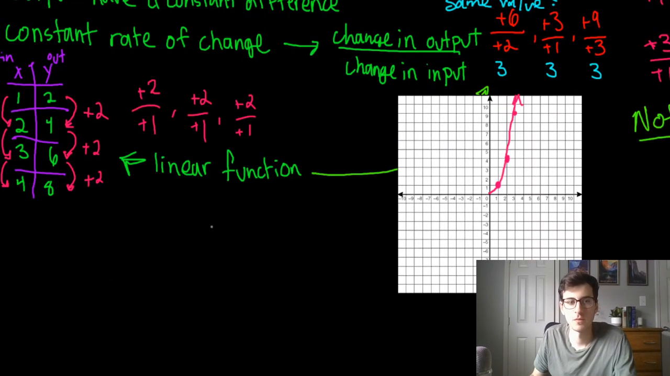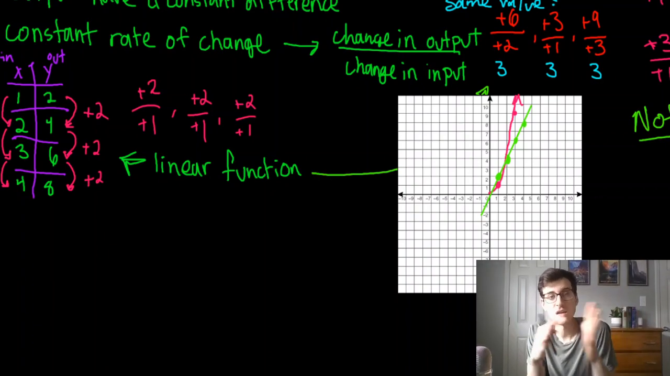if we were to graph this one, we'll make this one green. 1 and 2. 2 and 4, so we have the same point on these actually. 3 and 6. 4 and 8. Now that is a straight line. Boom, right? That you can see is a straight line, whereas these were clearly not on a straight line. So if you graph it, you'll see linear means straight line.